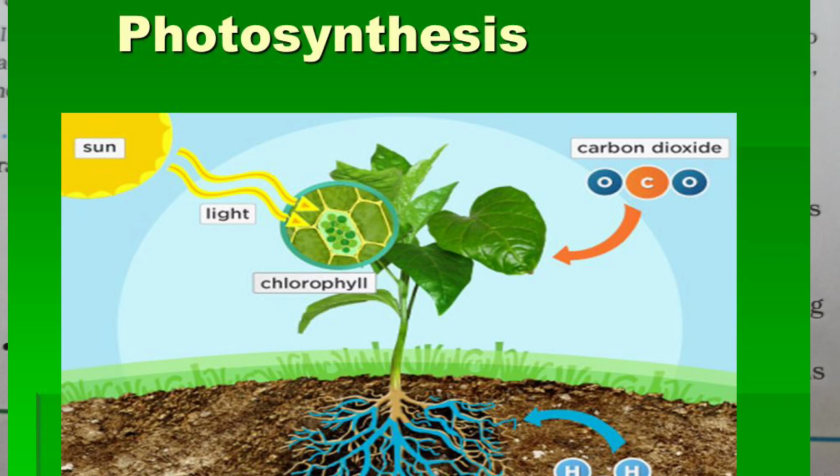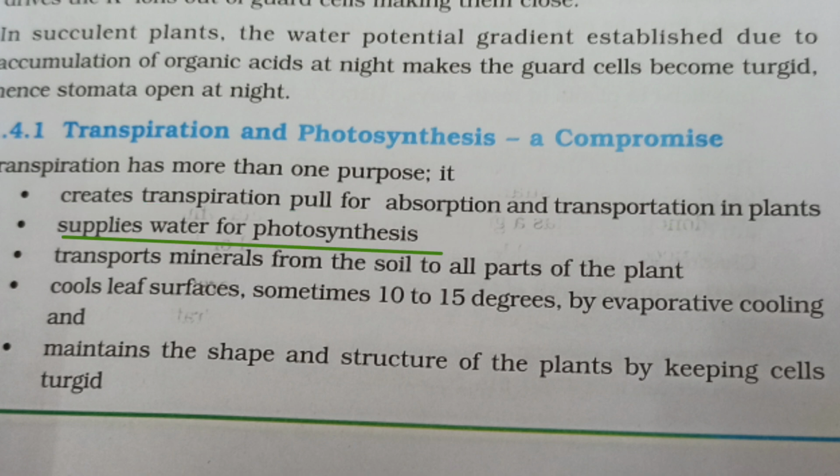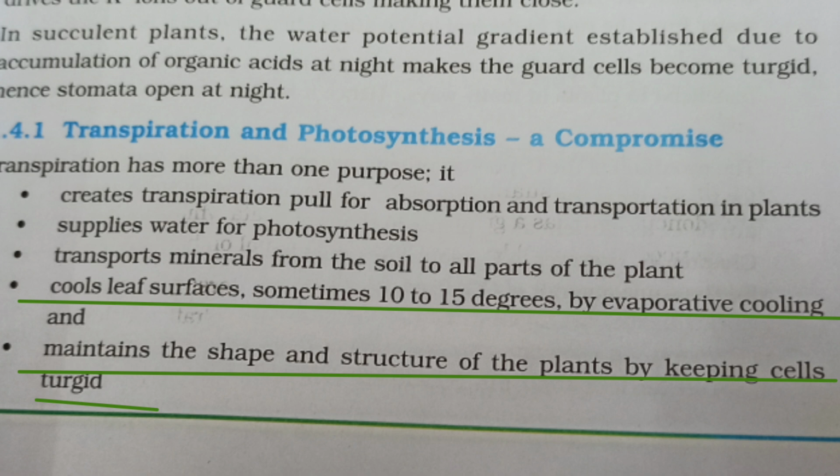Now let us discuss transpiration and photosynthesis, a compromise. Here, the purpose is to create a transpiration pull for absorption, and transpiration in plants supplies water for photosynthesis, transports minerals from the soil to all parts of the plant, and cools the leaf surface sometimes by 10 to 15 degrees by evaporative cooling. It also maintains the shape and structure of the plant by keeping cells turgid.